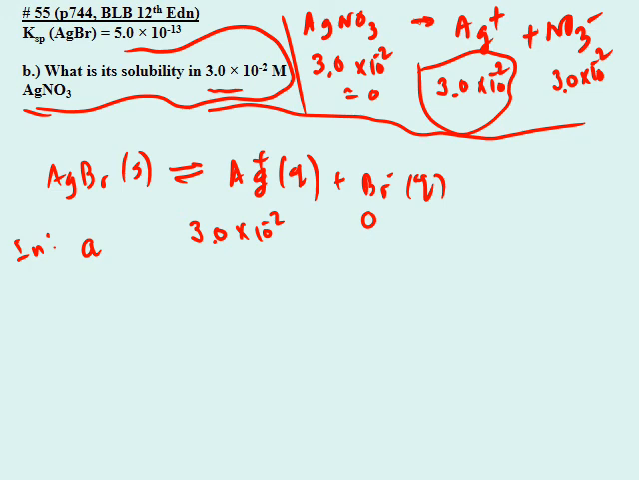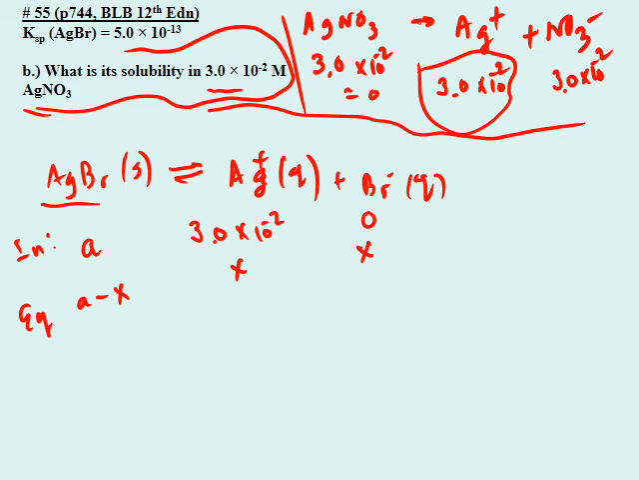Now, when it reaches equilibrium, part of this silver bromide would go in water solution. Let's assume that that's X, and that is solubility. So how much of silver bromide would be left after the equilibrium? A minus X. Now keep this in mind. If X amount of silver bromide goes in solution, you get X of silver plus and X of Br minus.